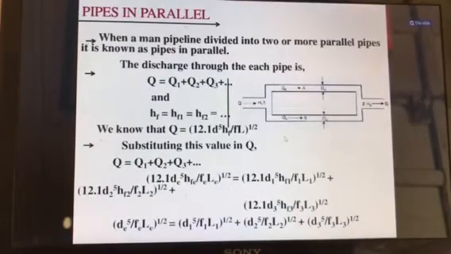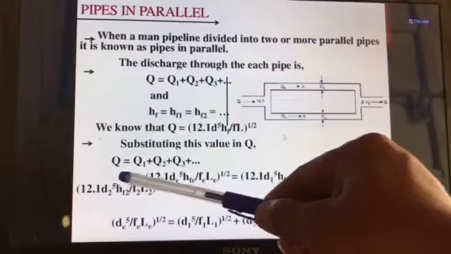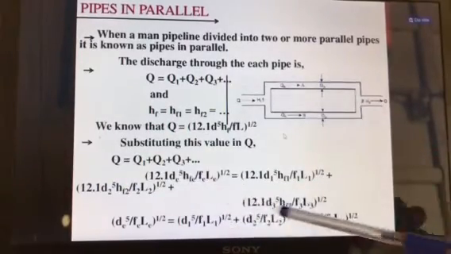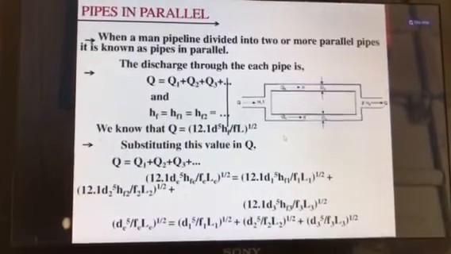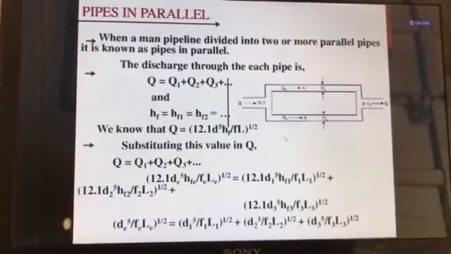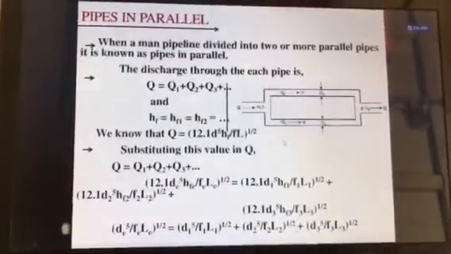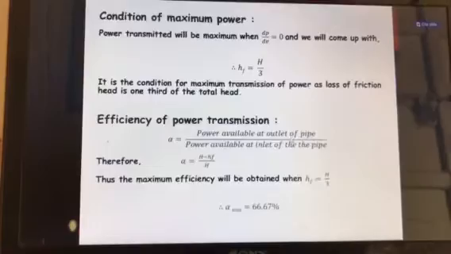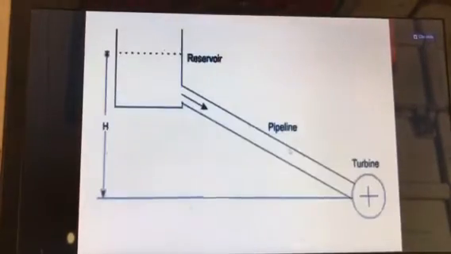By substituting this, we will get Q, the discharge, is equal to the total addition of all the discharges, Q1 plus Q2 plus Q3. So similarly, by using this you will get this final formula, d raised to power 5 by f into l, raised to power half, is equal to this formula. So this is the pipes in parallel concept. Then next, equivalent pipe. We will see the equivalent pipe concept.